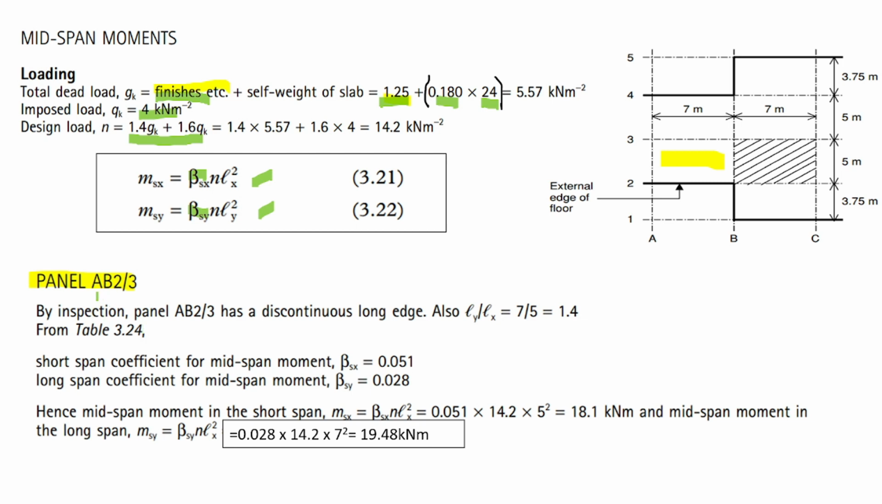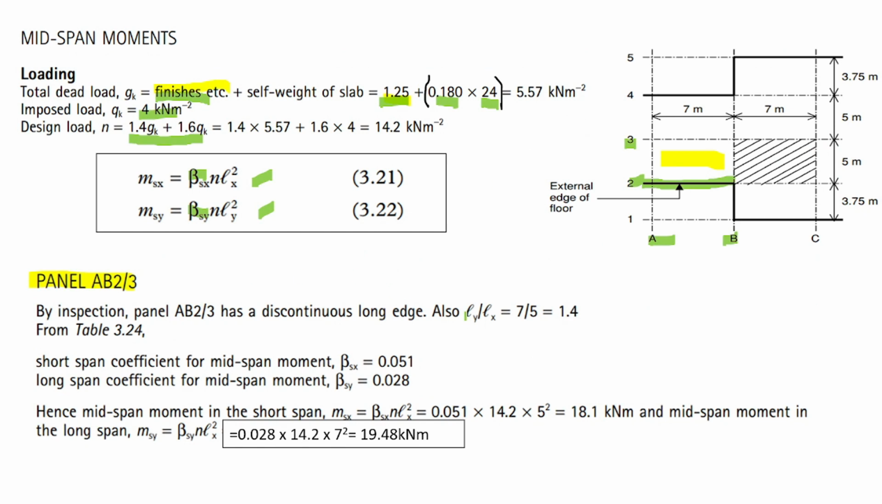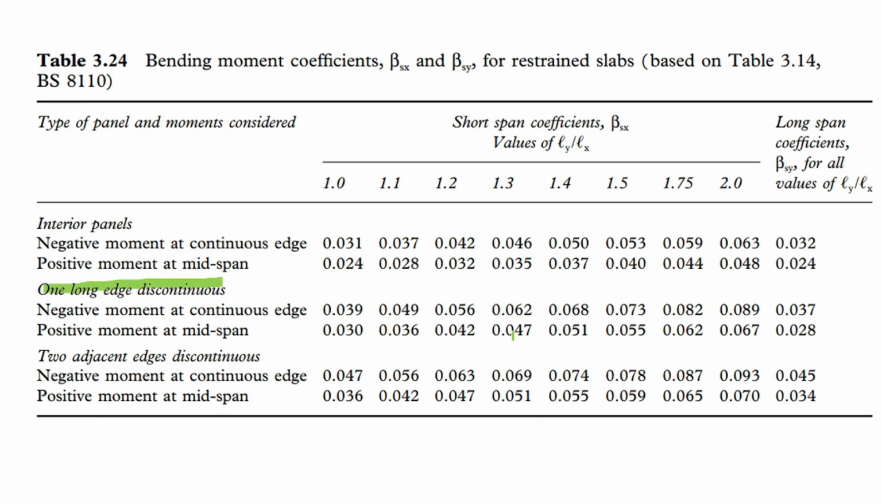For example, panel AB23, where is that one? A, B, and then 2, 3, meaning one edge is discontinuous. One edge, this one. Take note that the Ly over Lx is 7 over 5 or 1.4, meaning you have this one, 1.4.